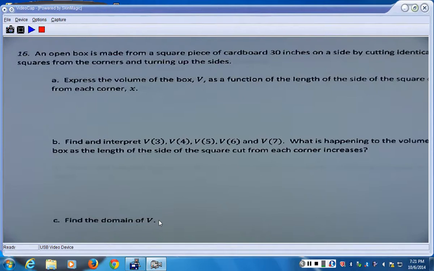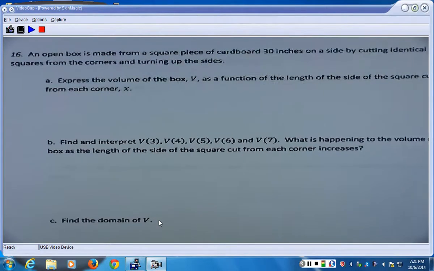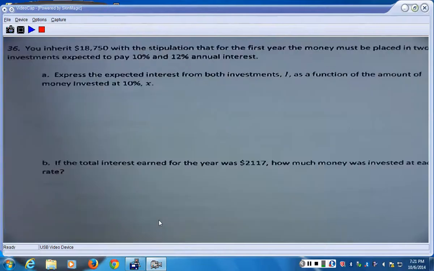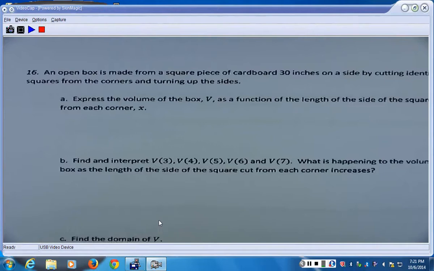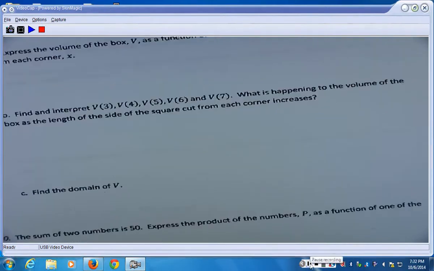Okay, is this the last page of this? No, we've got one more page after this. Do we need a break or do you want to keep going? How are you guys doing? Well, I can pause. Let's take a break. Catching your mistakes on these is better than catching your mistakes on the test.